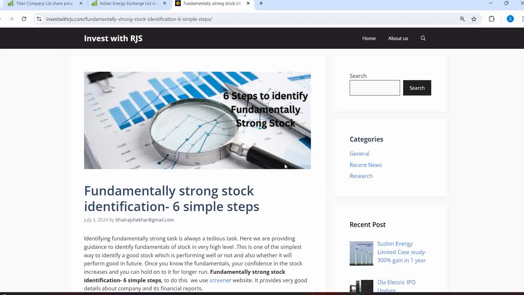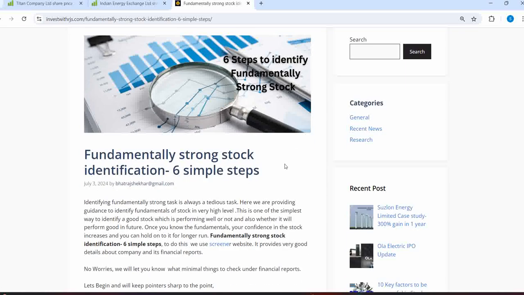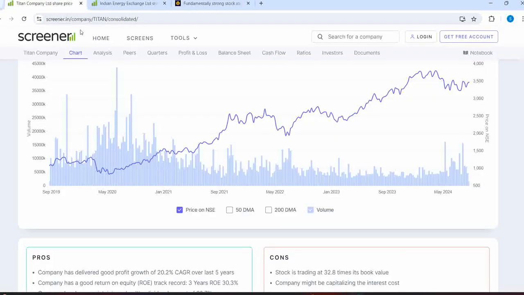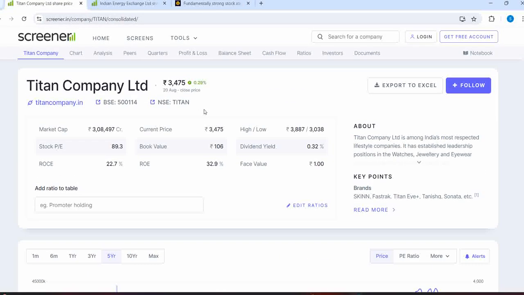In today's video, we will see 6 simple steps to identify fundamentals of a strong stock. Whenever you get a stock, most people won't know how to do a fundamental analysis of it. So for that purpose, we have come up with this video where we can identify stocks which are fundamentally strong. For that, we are using a screener website, screener.in, where we will get all the details about the companies.